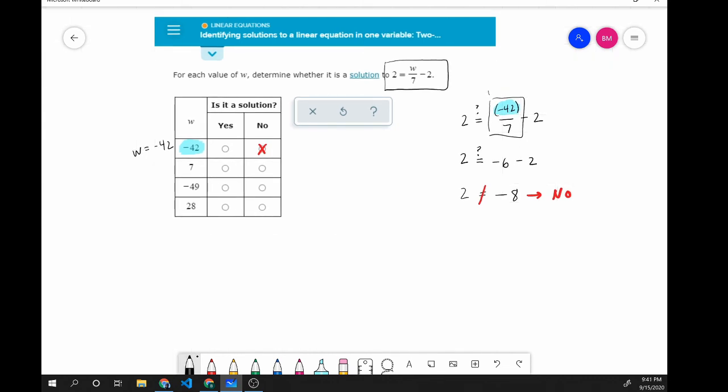On to the next one. 2 equals 7 divided by 7 minus 2. Well, 7 divided by 7 is 1. So 1 minus 2. This, again, is not equal. Not equal produces a no. So it's a no for 7.